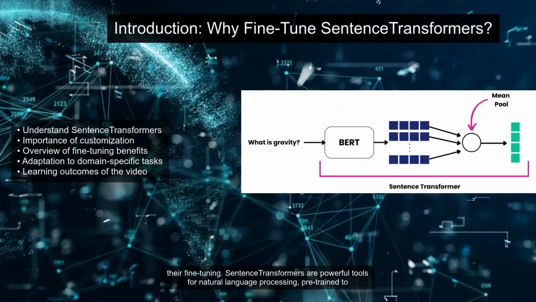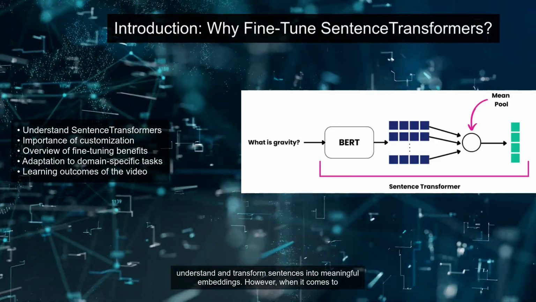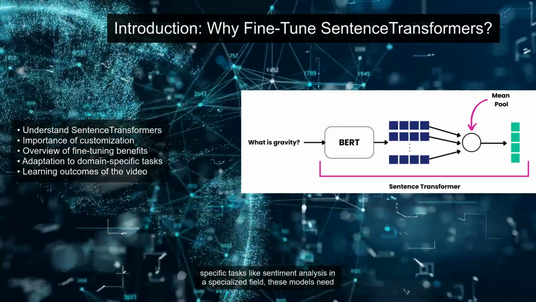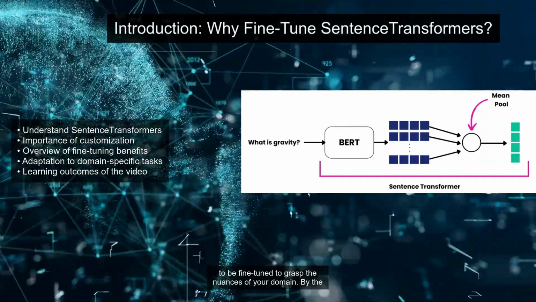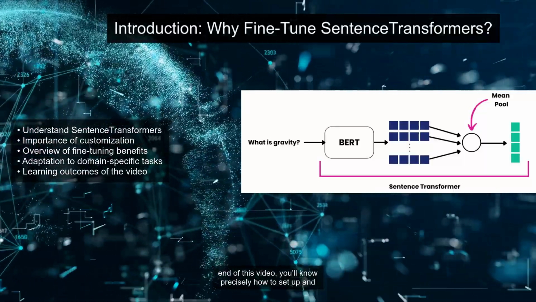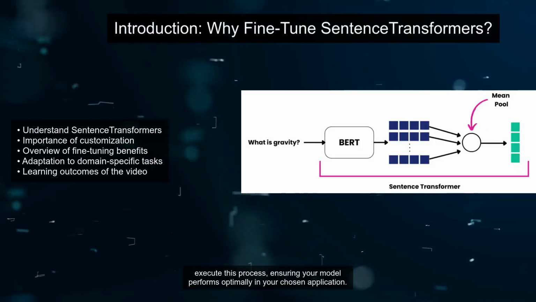Sentence transformers are powerful tools for natural language processing, pre-trained to understand and transform sentences into meaningful embeddings. However, when it comes to specific tasks like sentiment analysis in a specialized field, these models need to be fine-tuned to grasp the nuances of your domain. By the end of this video, you'll know precisely how to set up and execute this process, ensuring your model performs optimally in your chosen application.